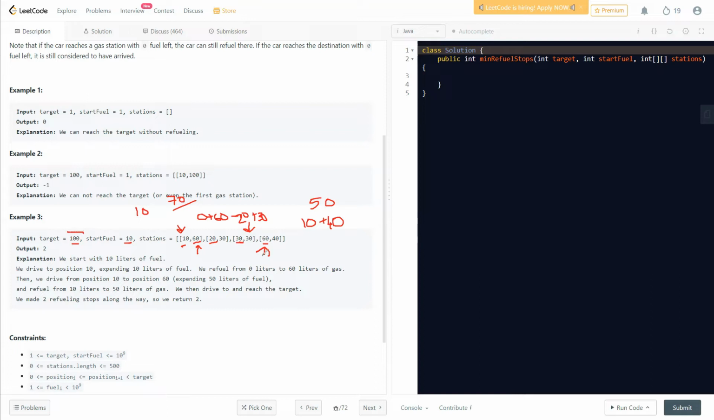Yes, because we have already covered 60 miles. 60 miles are done for us, and we need to cover 100, so we need 40 additional miles of fuel, which is enough for us. So we have 50 miles of fuel, so we can reach our target.